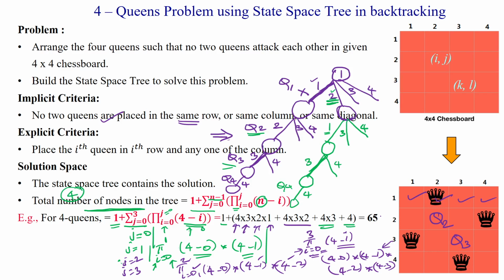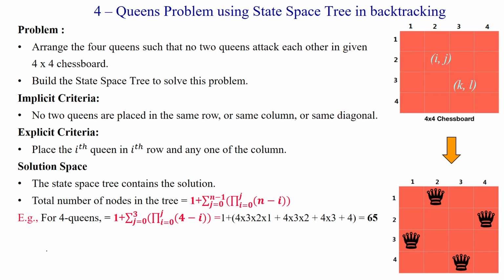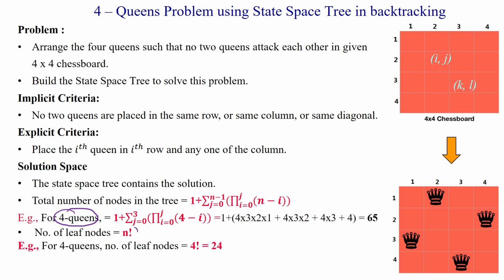When you do this calculation, you will get 65 total nodes for the state space tree given in the 4 queens problem. Then how many leaf nodes? Leaf nodes will be n factorial, that is 4 factorial equal to 24 leaf nodes in the state space tree. So the leaf nodes will be 24.